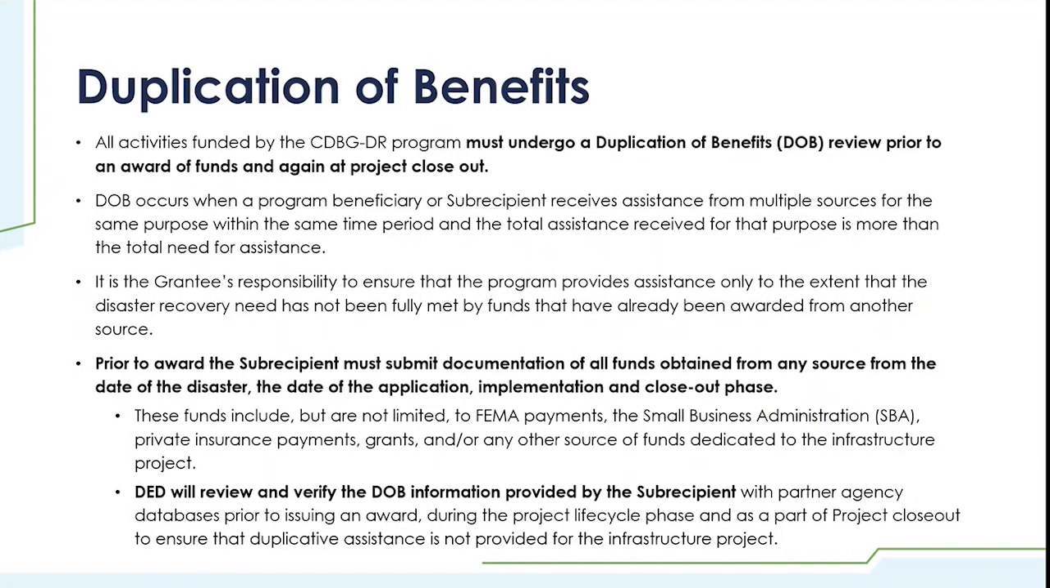So it is the grantee's responsibility to ensure that the program provides assistance only to the extent that the disaster recovery need has not been met fully by funds that have already been awarded. So again, as I just mentioned, there can be multiple funding sources. We are just looking to make sure that it is not for the same purpose of the other funding. Okay, so before an award is made, the subrecipient must submit documentation of all funds that are obtained from any other source, starting from the date of the disaster, at the date of application, during implementation, and the closeout phase.